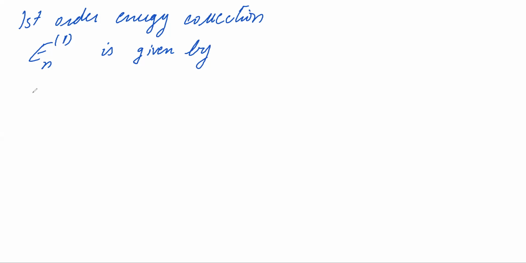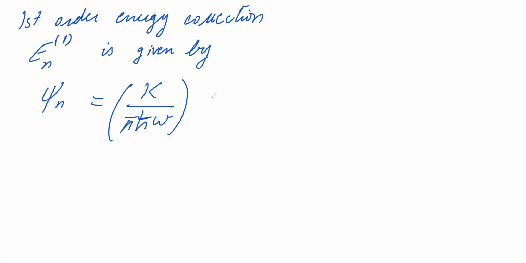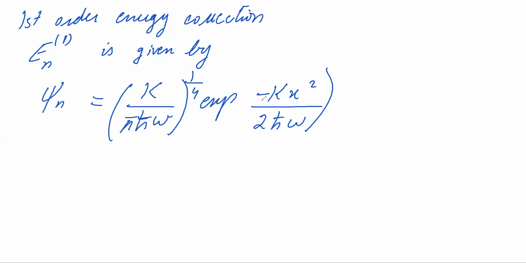first of all, we will use a function. So psi n is equal to (k over pi h bar omega) raised to 1 over 4, exponential minus k x squared over 2 h bar omega. Or we can say that psi n is equal to alpha over pi.